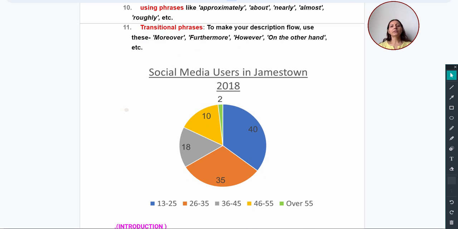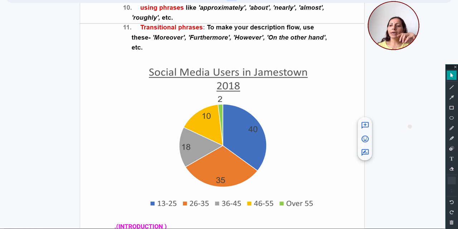Now next, this is the sample pie chart. I have just given it. You can read the title of the pie chart: social media users in Jamestown 2018. Now let's write the actual answer for the pie chart. You have learned all the vocabulary. Now how can you write it?